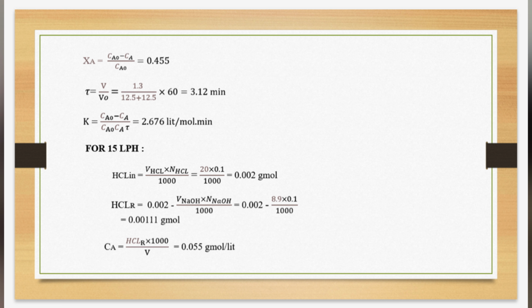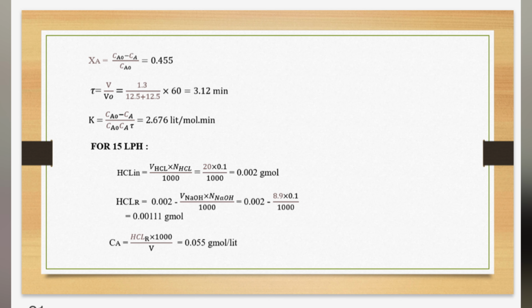In a similar way, for 15 lph, the initial value of HCl is the same, which is 0.002 gram mole. The value of HCl reacted is calculated, which comes out to be 1.11 into 10 to the power minus 3 gram mole. For this value of HCl, the concentration of A is calculated, which is 0.055 gram mole per liter.